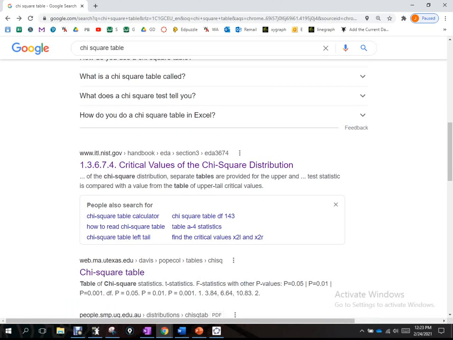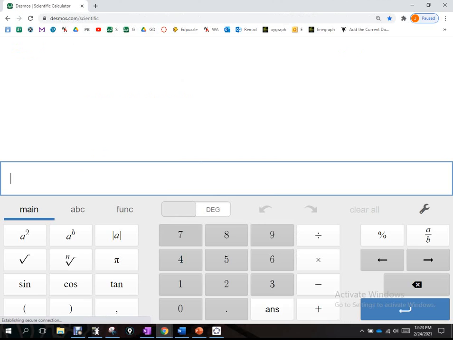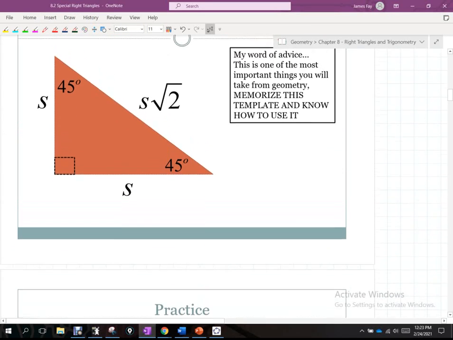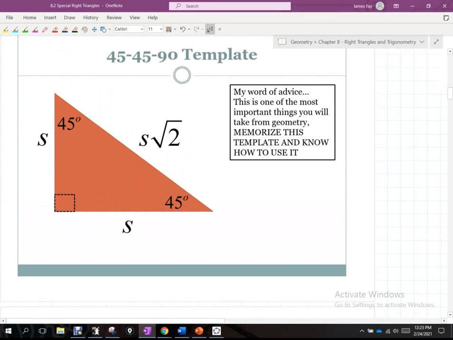Let's see here. We can go square root of 2 times 90, 127. That would be how many feet you have to throw. Does that make sense? So what I want to do here, this is called a 45, 45, 90 template. I'm going to show you a structure for going through problems like this because they're not always going to give you n.